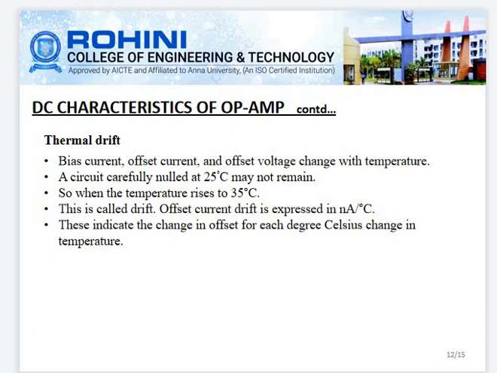Thermal drift. The bias current, offset current and offset voltage change with temperature. A circuit carefully nulled at 25 degrees centigrade may not remain nulled when the temperature rises to 35 degrees centigrade. This is called a drift. Offset current drift is expressed in nanoamps per degree centigrade. This indicates the change in offset for each degree Celsius change in temperature.